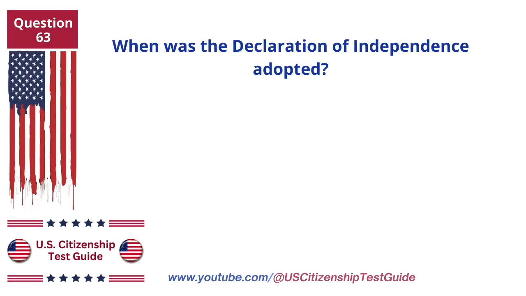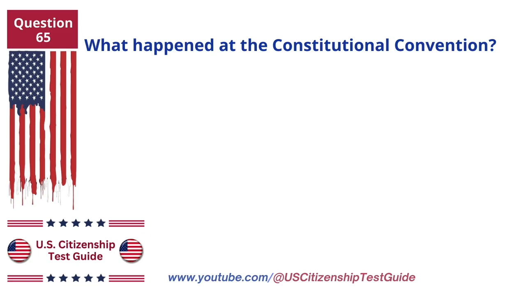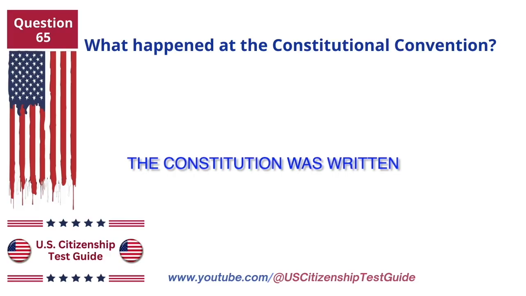When was the Declaration of Independence adopted? July 4, 1776. What happened at the Constitutional Convention? The Constitution was written.